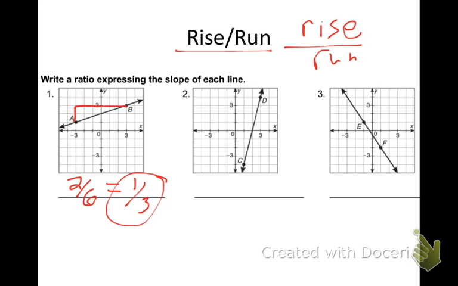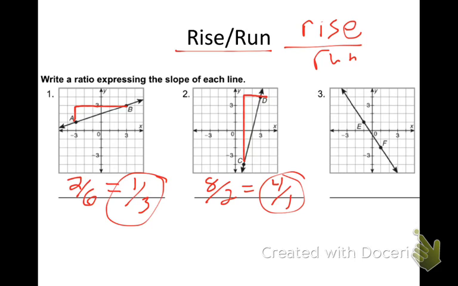What about number 2? I'm going from C to D. I'm going to rise 8. I'm going to run 2. So I get 8 over 2, which simplifies to 4 over 1. That is the ratio of the rise to the run.